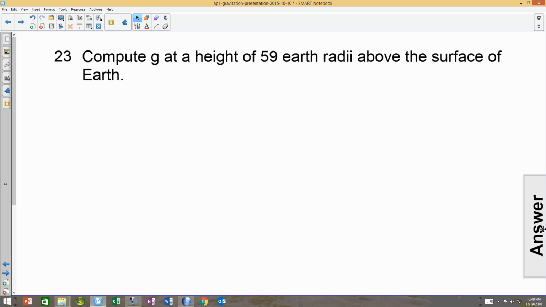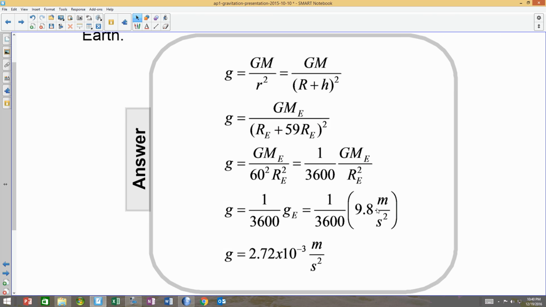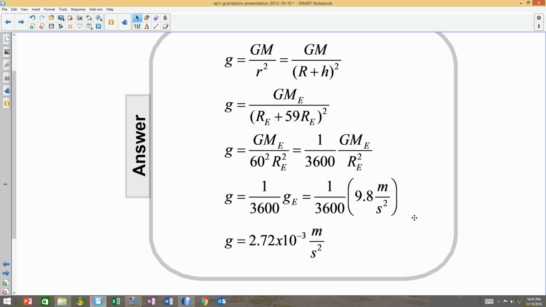Okay, so let's take a look at the solution. g is equal to GM over r squared. Since for a height of 59 Earth radii above, we're going to replace the h with 59 R_E. That gives us 60 R_E squared, which gives us 1 over 3600 times g. So taking g of the Earth, which is 9.8 meters per second squared, and dividing by 3600, we end up with 2.72 times 10 to the minus 3 meters per second squared.